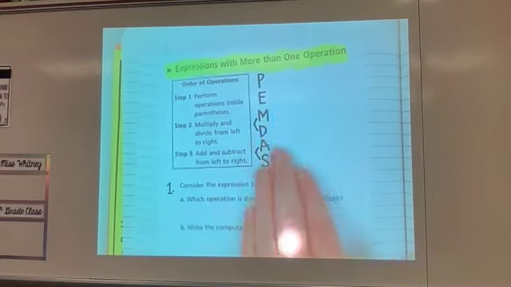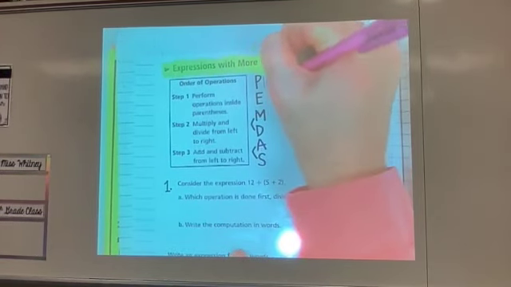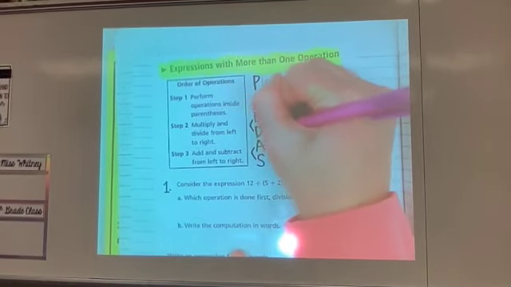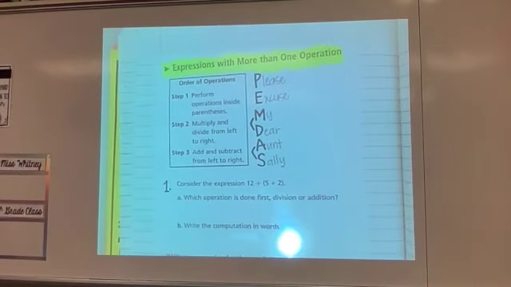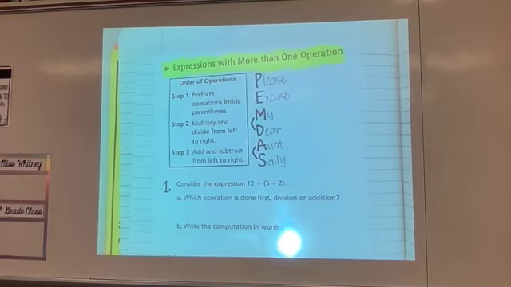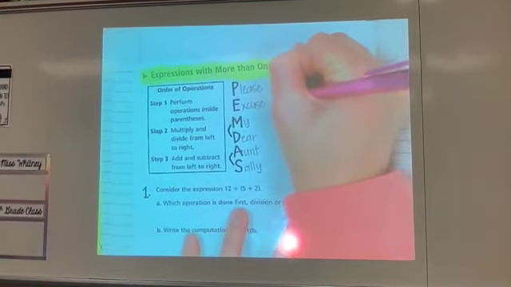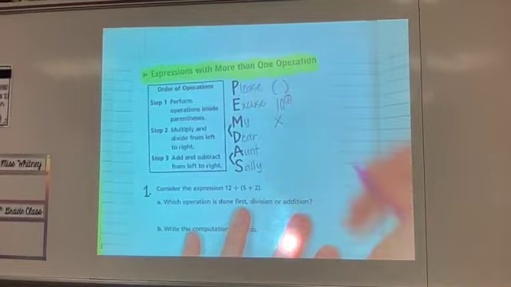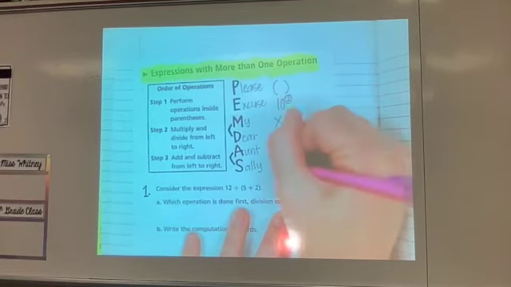But I like to use this little saying down here, and I bet you kind of remember this when I start. Please excuse my dear Aunt Sally. If we remember this saying, please excuse my dear Aunt Sally, that tells me what order I have to do my operations in when I'm looking at an expression. So remember, please stands for parentheses. Excuse stands for those exponents, those little small numbers right there. My stands for multiply. Dear stands for division. Aunt stands for addition. And Sally is subtraction.